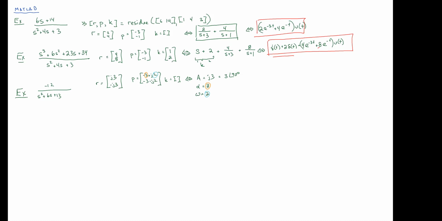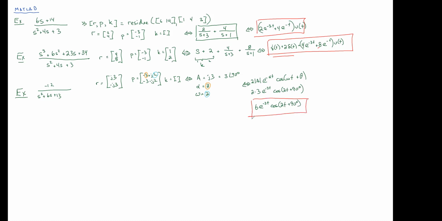And so again, armed with this, you could now write its transform and say it's always going to be equal to 2 times the magnitude of a, e to the minus alpha t cosine of omega t plus theta. So this would be 2 times 3, e to the minus 3t cosine of 2t plus 90 degrees, or 6 e to the minus 3t cosine of 2t plus 90 degrees, and that's our inverse transform.